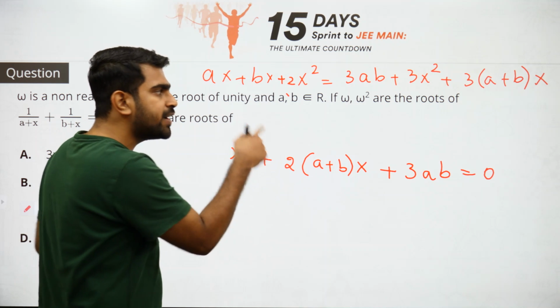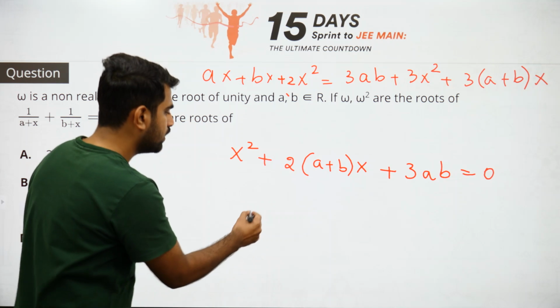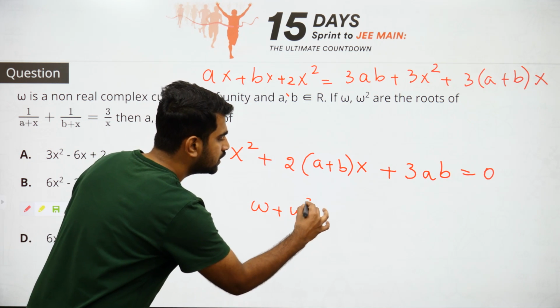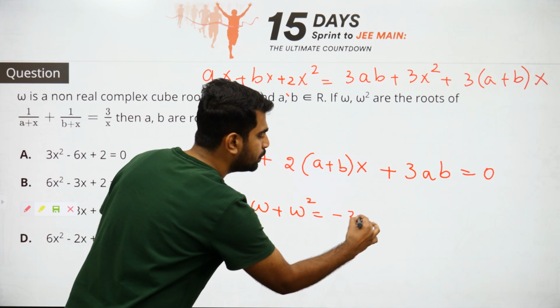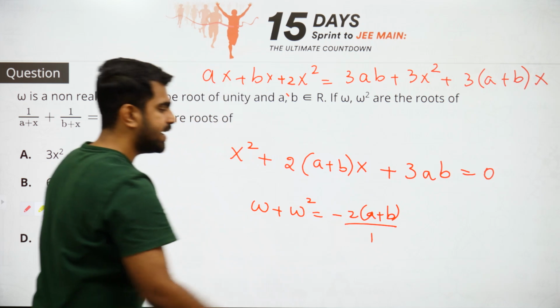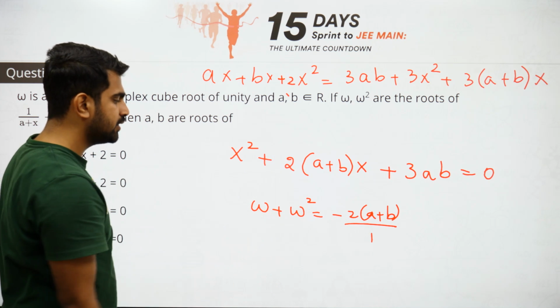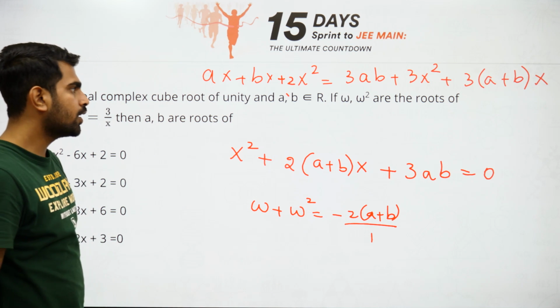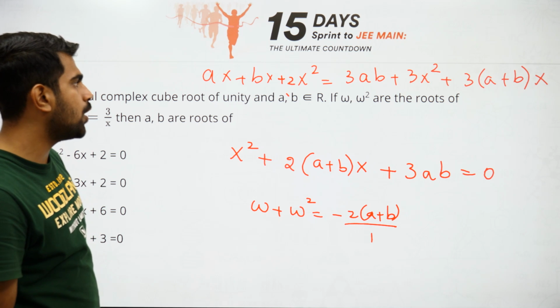Now let us come to actual solving. So if this has omega and omega square as the roots, then what is the sum of roots? Sum of roots is minus b by a. And what is this? Omega plus omega square. Omega plus omega square is how much?